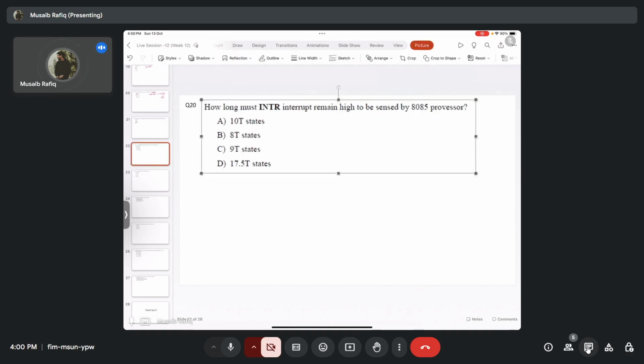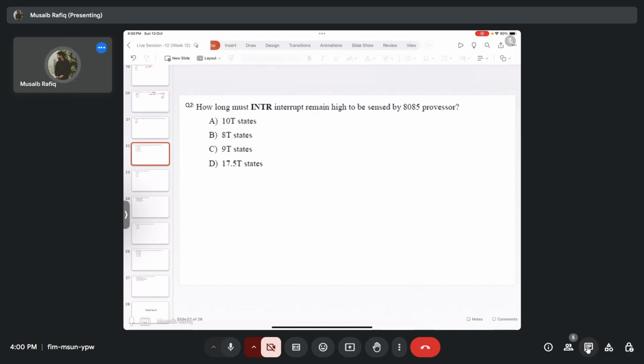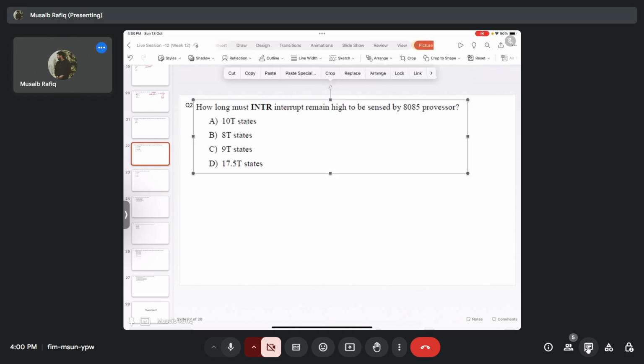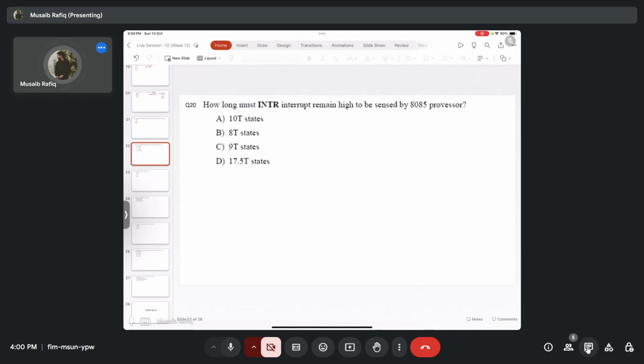Question 20. How long must an INTR interrupt signal remain high to be sensed by the 8085 microprocessor? So the correct answer is option D, 17.5 states.